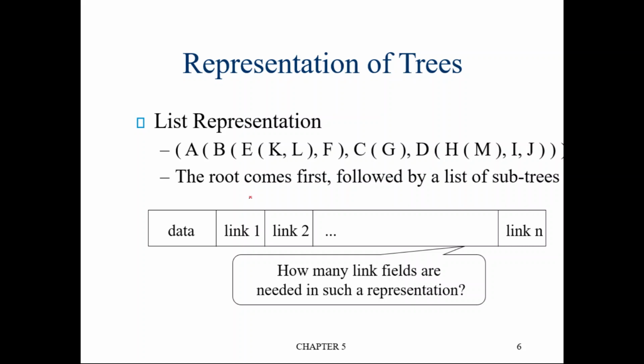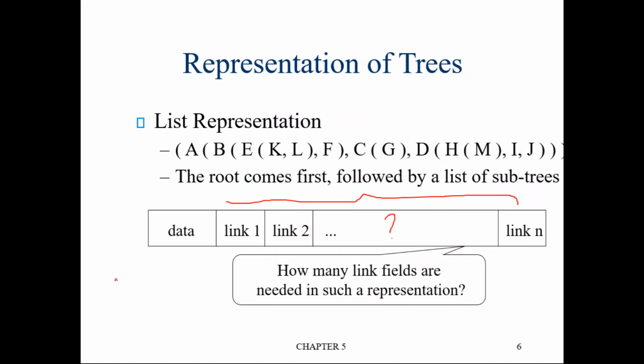So the ideal representation would be linked list. But the problem with linked list is you won't know each node should have how many pointers. So there is a question like each node should have how many pointers. Okay, the answer for this question is actually the node with the maximum degree will be the degree of the tree. So it is enough that if each node has that many pointers.